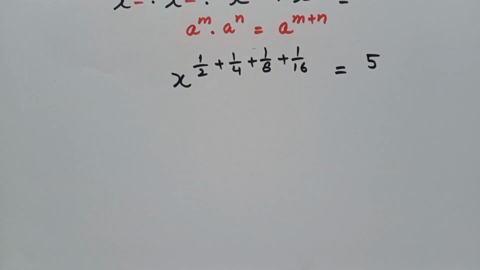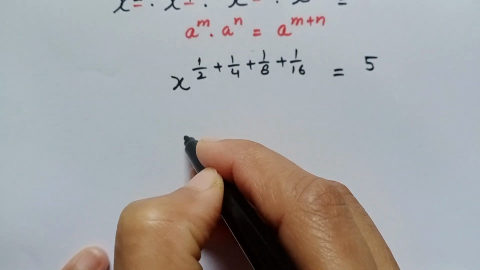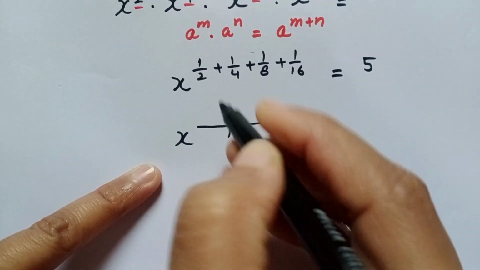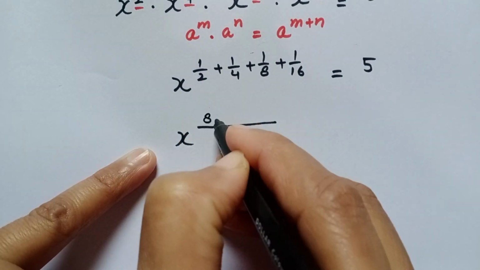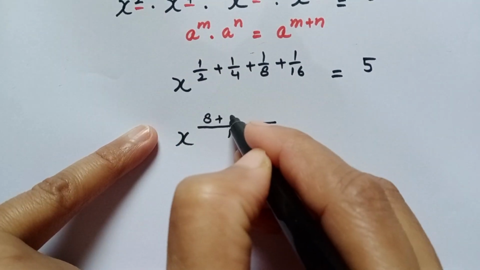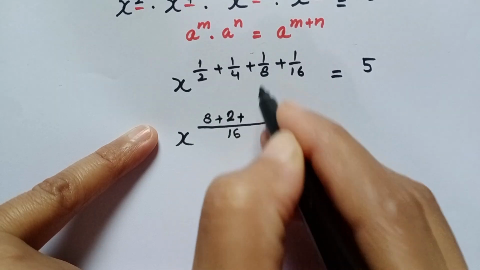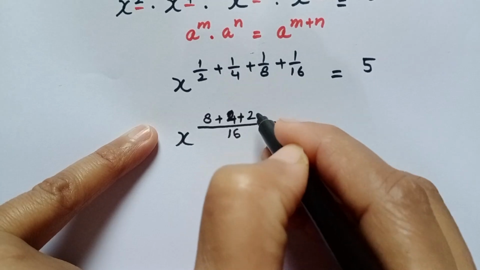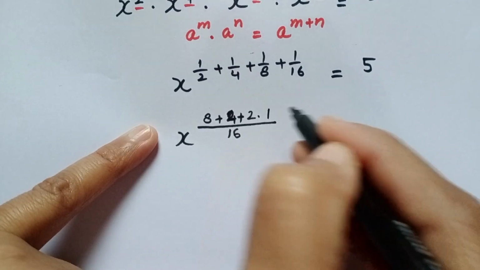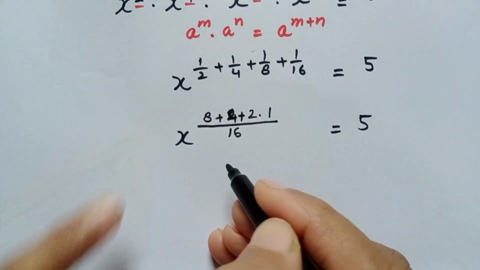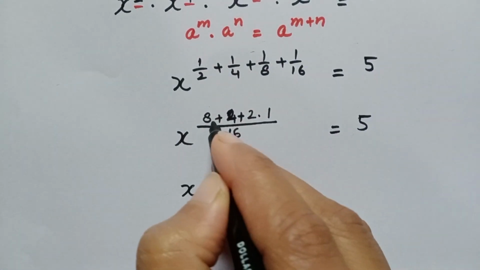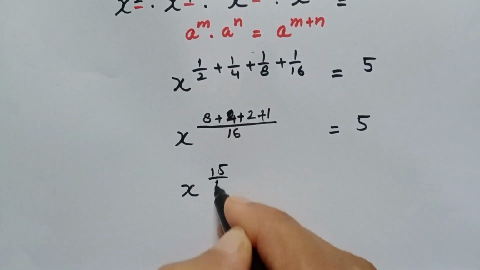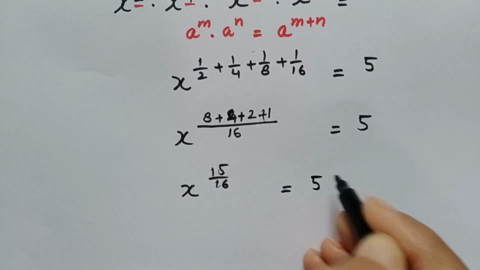So when we add them, we can write x to the power, here we will take the LCM, 16. 2 times 8 gives us 16, similarly 4 times 4 will give us 16, 8 times 2 will give us 16, and 16 times 1 will give us 16, is equal to 5. So here we will add all these powers, 8 plus 4 plus 2 plus 1 will give us 15 over 16 is equal to 5.